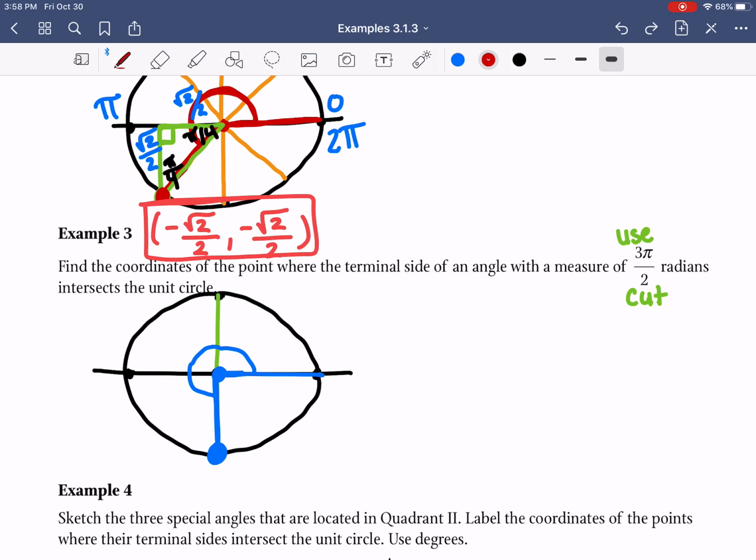Okay, so the way that it works, if you are on any of these points right here, any of the ones that are on the x or y axis, you actually don't have to make a triangle. Instead, you should know that the radius of the circle is equal to 1, right? So you can just find the coordinates using that.